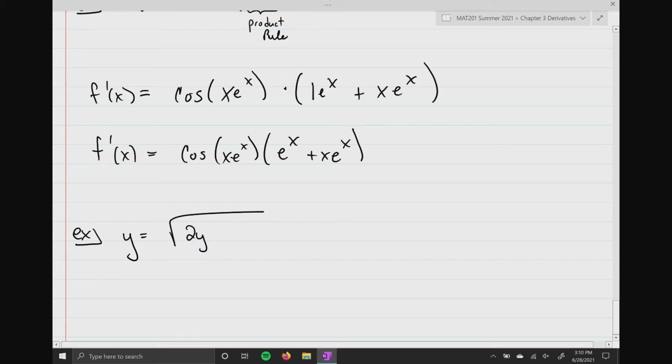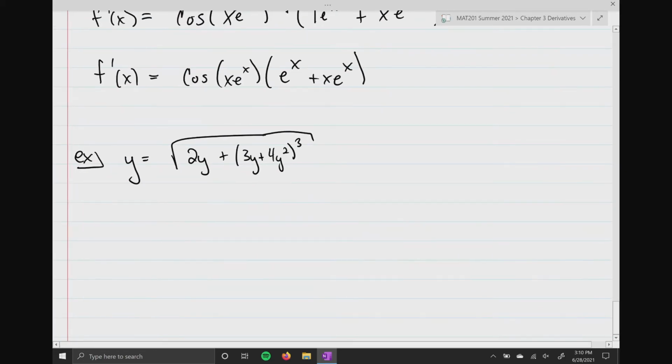So y equals the square root of 2y plus the quantity 3y plus 4y squared all raised to the third power. All right, now this, all you got to do, take your time. Just take your time, all right?